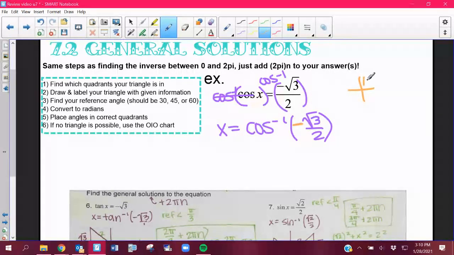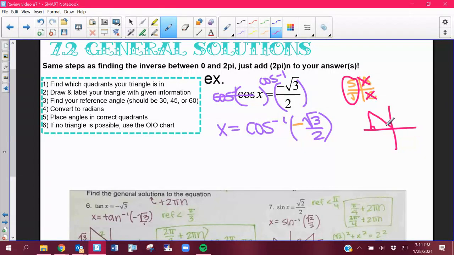So if I use the All Students Take Calculus chart, again, if we're looking where cosine's negative, it can't be in the first quadrant. Everything's positive there. It's not going to be in the fourth quadrant because, surprise, cosine is positive there. So my two quadrants are going to be quadrants 2 and 3. So I'm going to go ahead and draw my triangle just like I did before. Beautiful. That was much better than my other one.